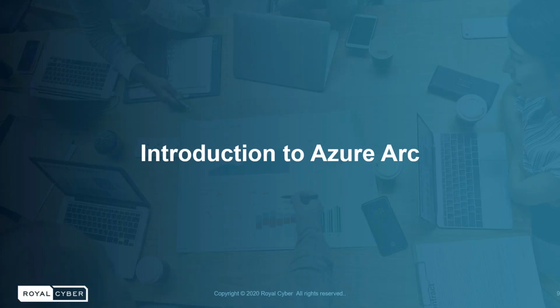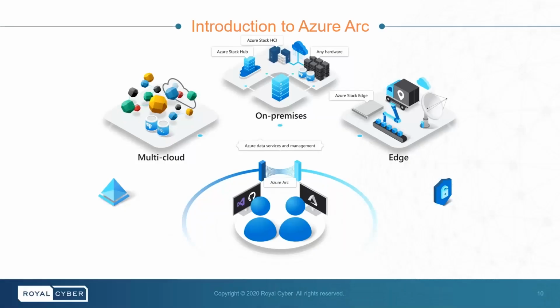So the idea with Arc is to have complete management and use the Azure management portal along with it in any way. If you have a cloud strategy that involves managing and operating workloads across different infrastructure environments, either on-prem, using Azure Stack Hub or any hardware, or using Azure Edge or Stack Edge kind of devices, or you have multi-cloud, like you have Azure, AWS, Google Cloud, Alibaba, anything, you can manage all of those things from one single pane of glass.